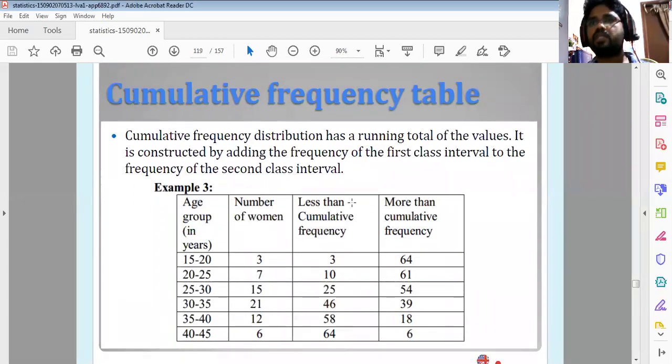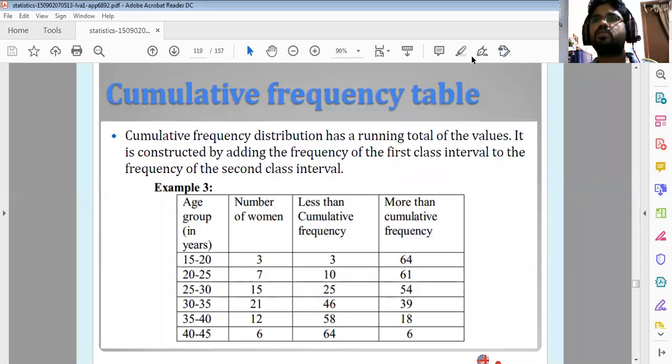Then cumulative frequencies. Already I have told you about cumulative frequencies. Cumulative frequency is nothing but adding up the simple frequencies. So 3 is here. Then 3 plus 7, 10. 10 plus 15, 25. 25 plus 21, 46. 46 plus 12, 58. 58 plus 6, 64.